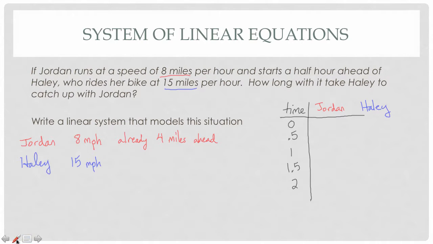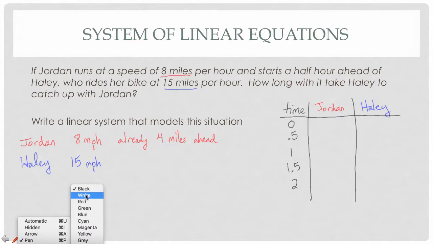Remember, our goal is to find out, well, when does Haley catch up with Jordan? So there's my chart. We're going to keep track of some stuff going on here. So at time 0, what have we got? So 0 in this case is when Haley starts to run. So when Haley starts riding her bike, Jordan is already 4 miles ahead.